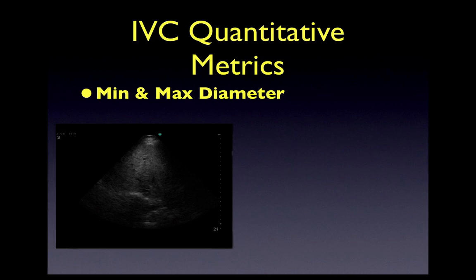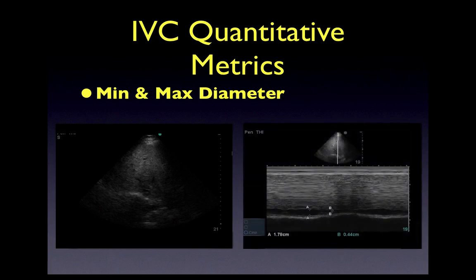Another option, which allows visualization of both the maximal and minimal diameter on one still image, is scanning the IVC using M mode. M stands for motion. And basically what this does is it takes this line, which is coursing through the liver and transecting the IVC in a transverse plane, and it displays that line over time. And what this allows the clinician to visualize is the respirophasic change of the IVC over time.